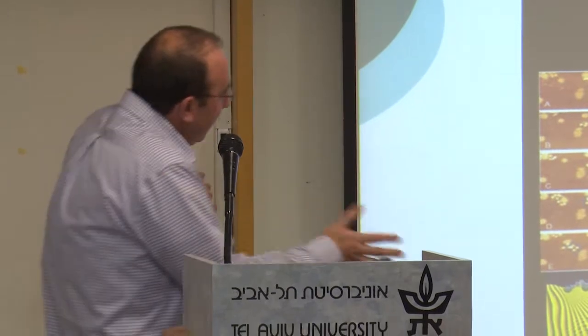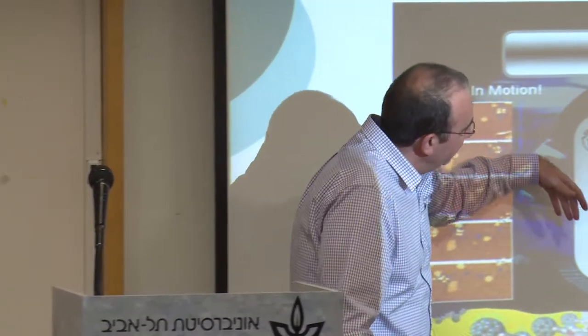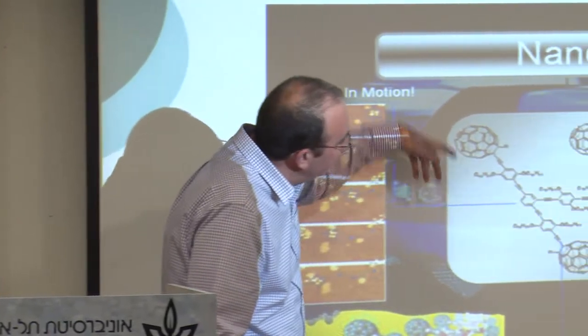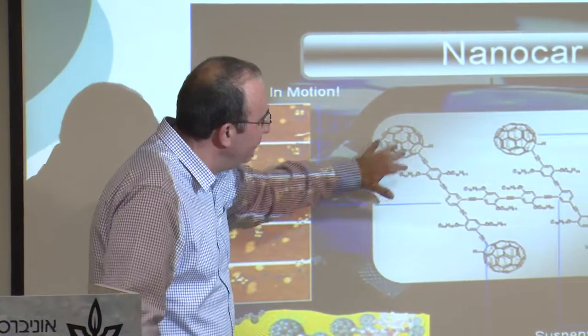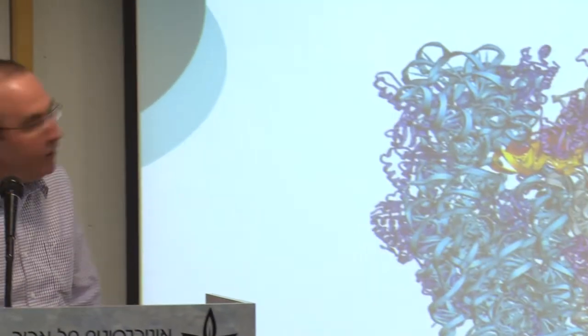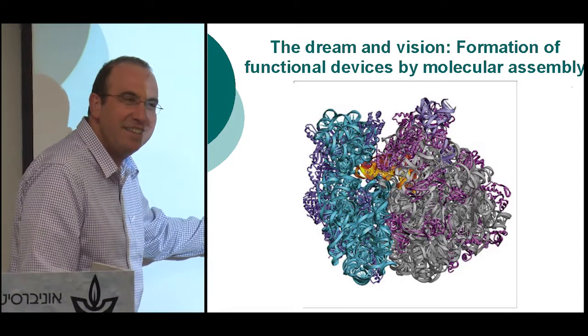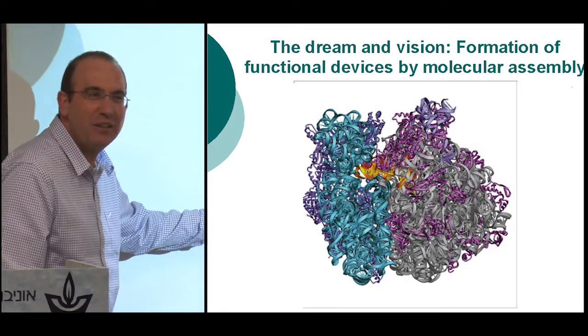So Moshe again mentioned the Nobel Prize for making all kinds of machines, but biology is making even more complicated machines. Anyone knows what it is? Apart from Moshe Kol. It's the ribosome. The ribosome Nobel Prize, Ada Yonath, a few years ago.